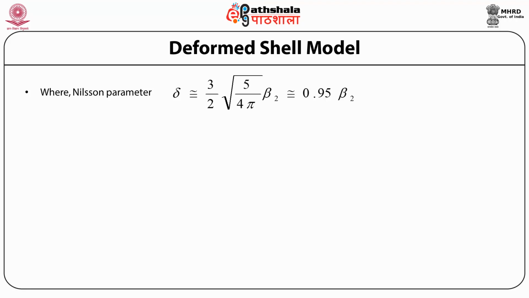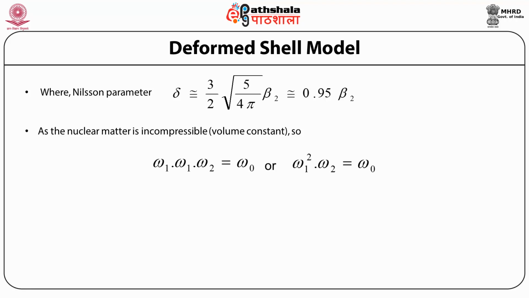So it means if we know the deformation of the nucleus in terms of delta, we can find the quadrupole deformation parameter associated with that nucleus. As the nuclear matter is incompressible, that is, volume under all conditions remains constant, the product of the frequencies along the three axes, omega x into omega y into omega z, has to be equal to omega 0 cubed. So omega 1 into omega 1 into omega 2 is equal to omega 0 cubed, or omega 1 squared into omega 2 is equal to omega 0 cubed.